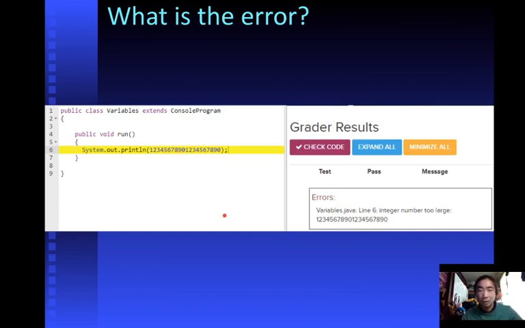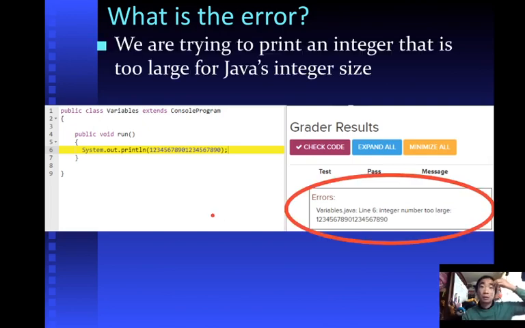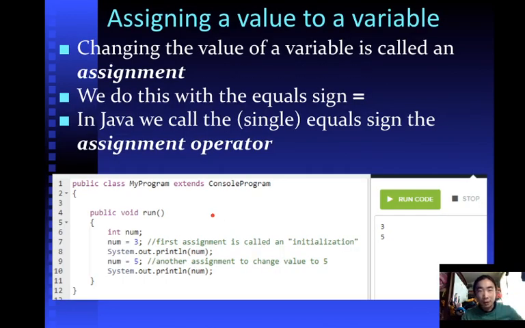Okay, did I talk about what I needed to? Assignment. Okay, so initialization is just a fancy word for the first time that you use the equal sign. From all the other points afterwards, it's just called assignment, right? You set the value to something else.